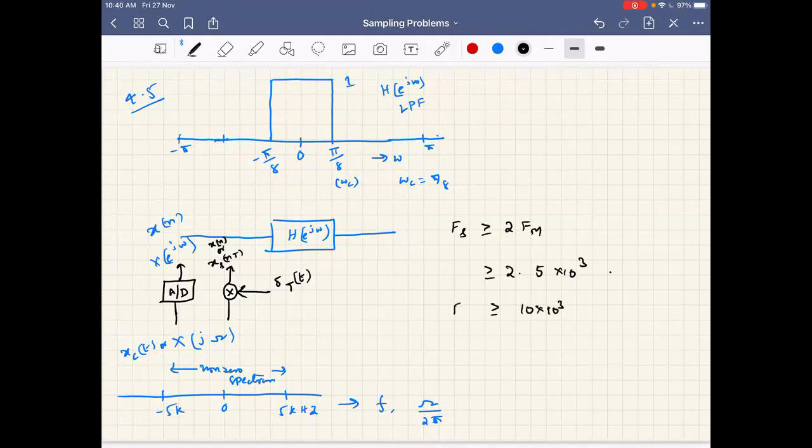Hence the sampling frequency is this much, and the sampling time has to be less than or equal to 1 by 10 into 10 power 3. So the maximum sampling time we can allow, the maximum value of T that we can have, is 1 by 10 into 10 power 3.